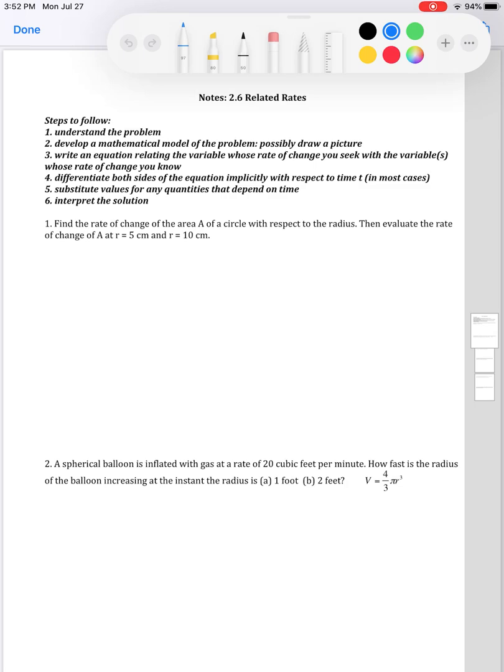So the last section in Chapter 2, dealing with derivatives, is something called related rates. These are more word problems. So there's a couple steps we're going to follow.